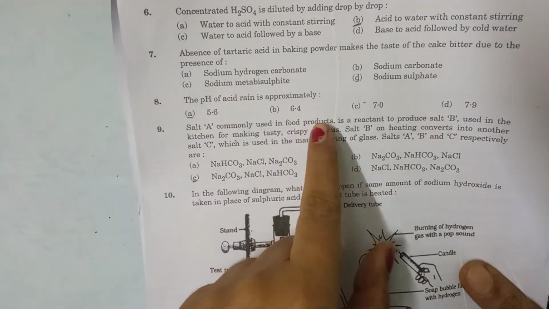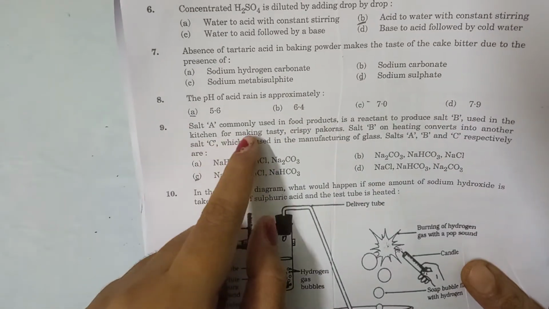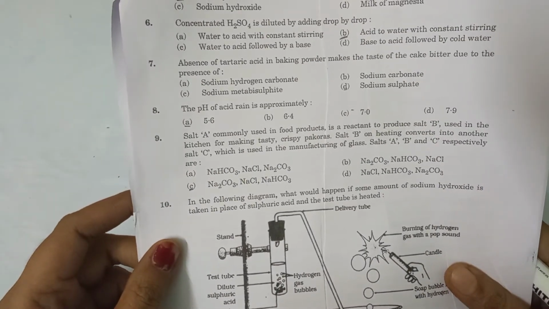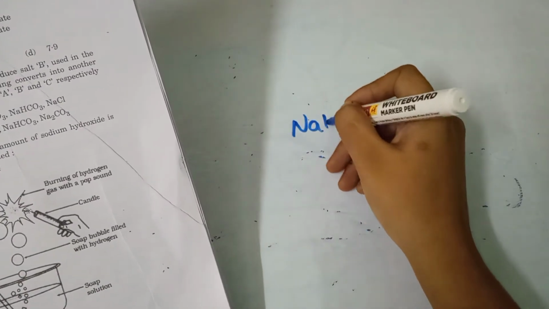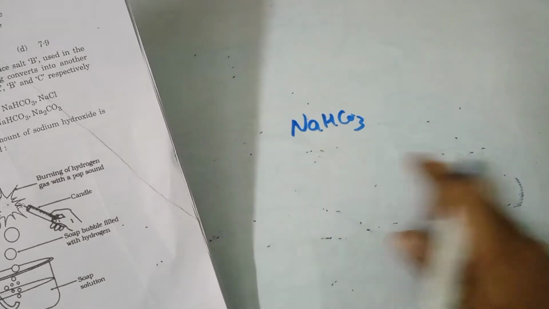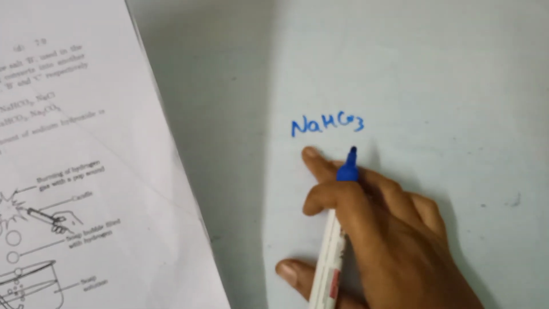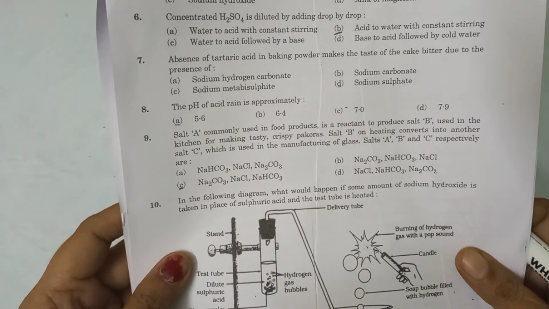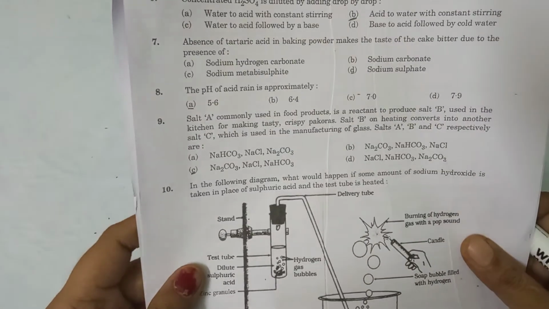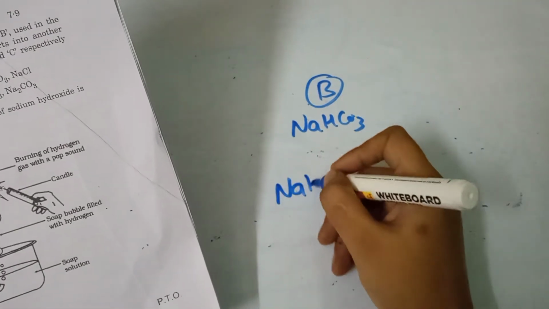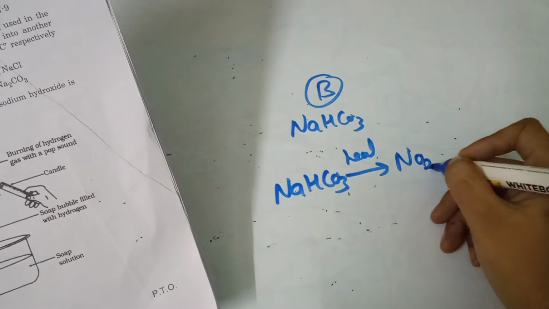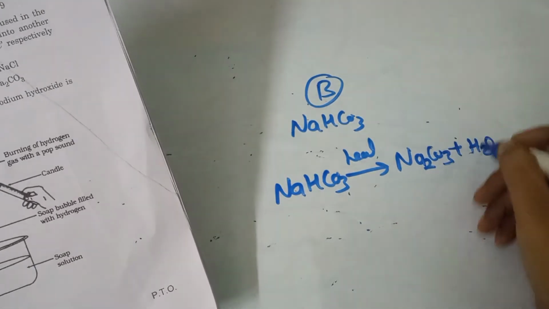Salt A is also a food product. Salt B is used to make the crispy pakora. We know that to make crispy pakoras we use baking soda, so B will be NaHCO3, and on heating NaHCO3 we get Na2CO3 plus H2O plus CO2.